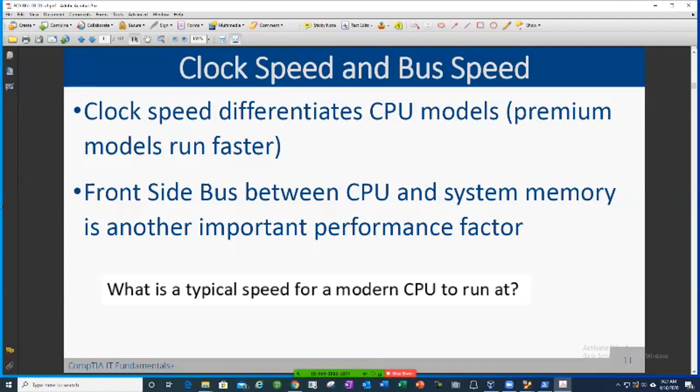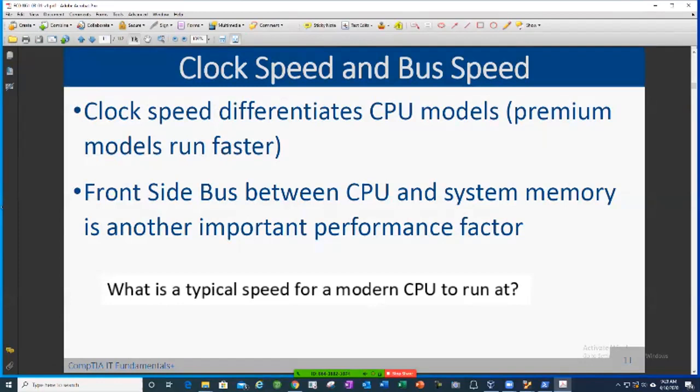Inside the CPU, we have what is called the front side bus, which is between the CPU and the system memory. Obviously, the faster the computer, the faster the front side bus. This is another key term to consider, but when you buy a fast CPU, that comes with it.